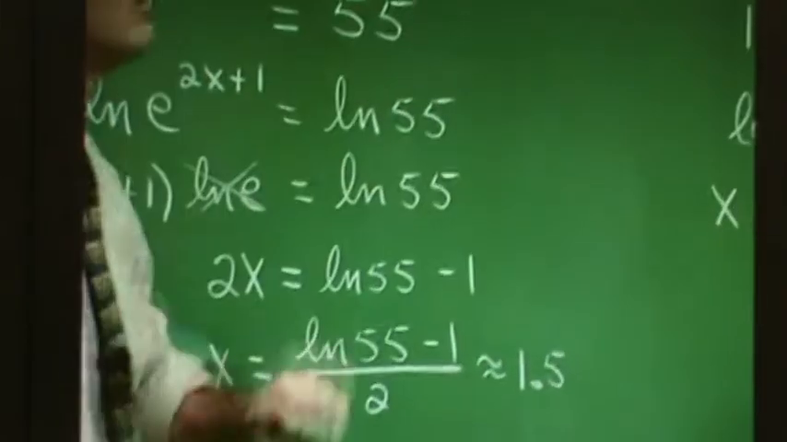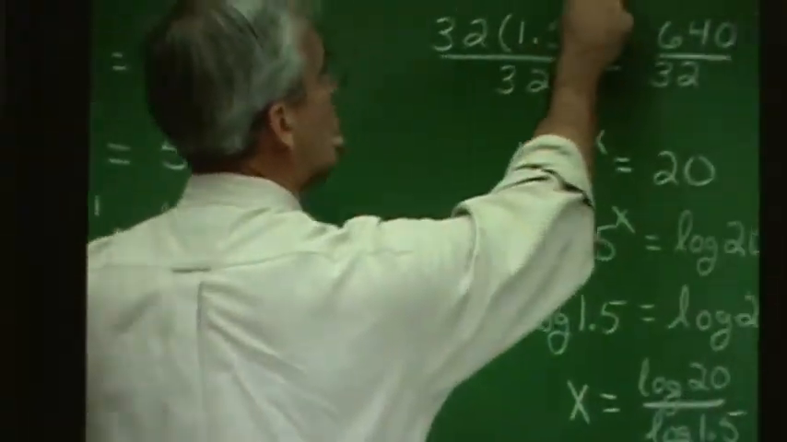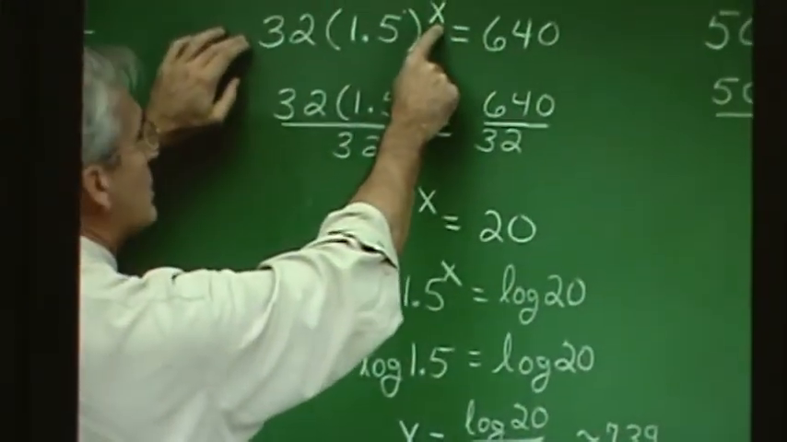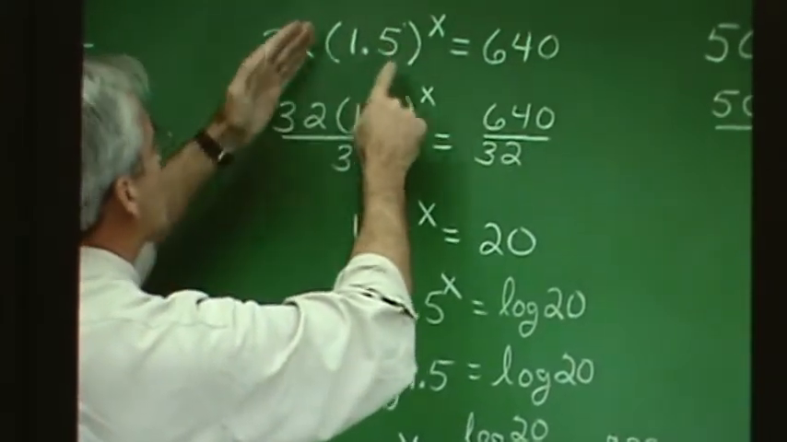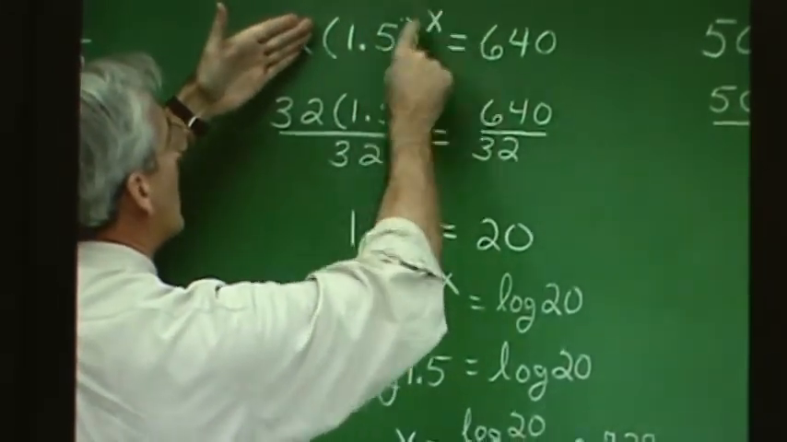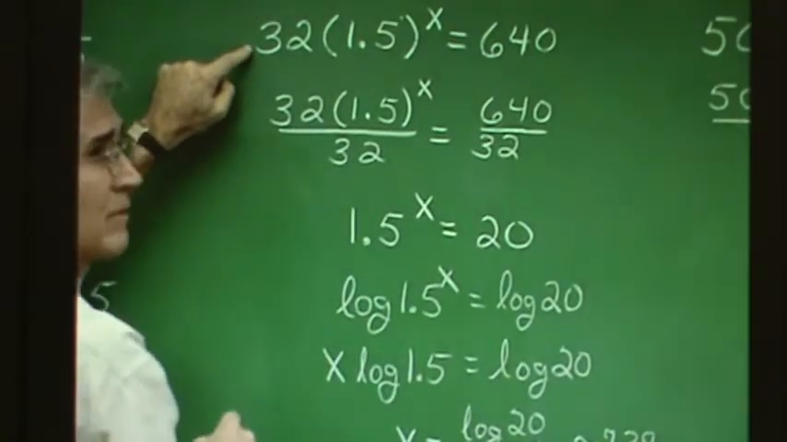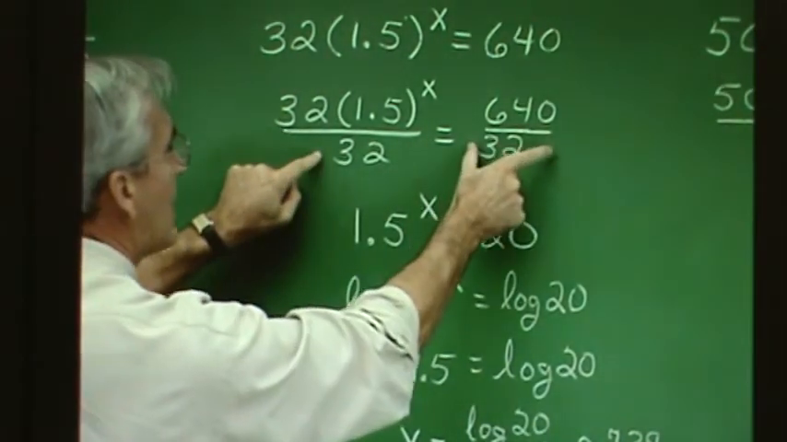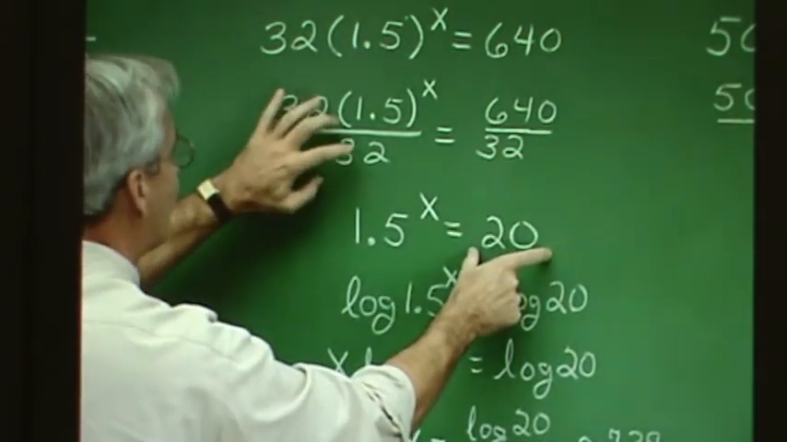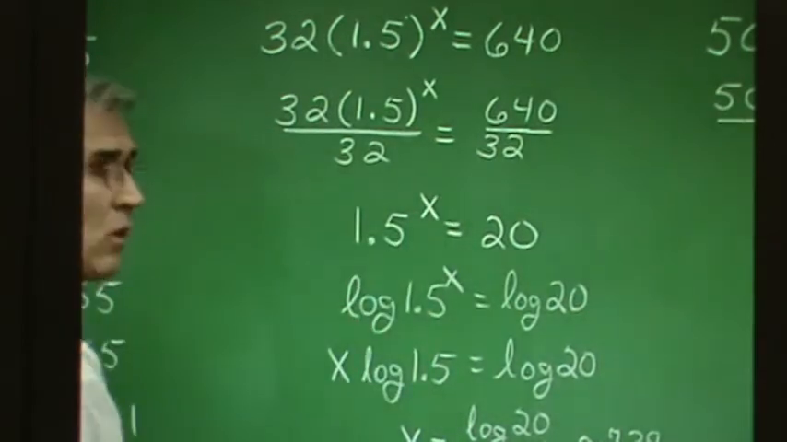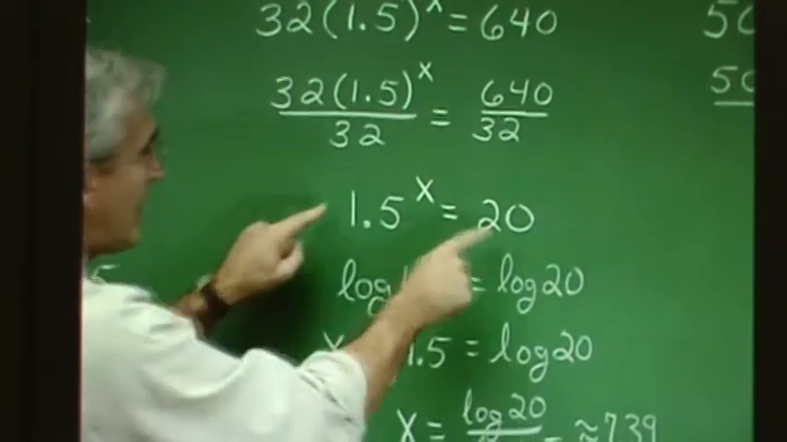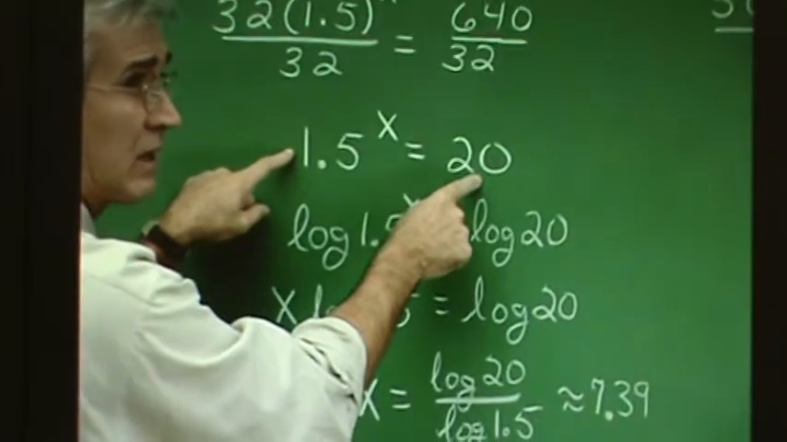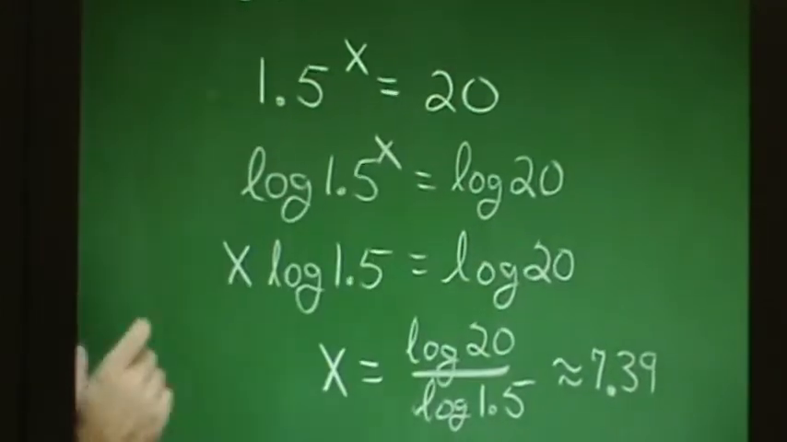Here again, we have a situation where we have an exponential type of equation. We want to isolate this base exponent combination, so we'll divide on both sides by 32. Dividing on the right by 32, we get 20, and on the left we have 1.5 to the x power. Now we would ask ourselves, can we make these bases look alike? Well, certainly not conveniently. So let's apply logarithm on both sides.